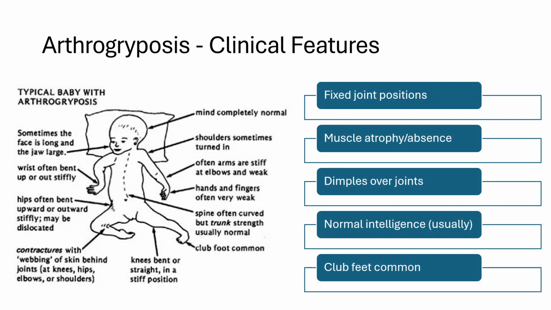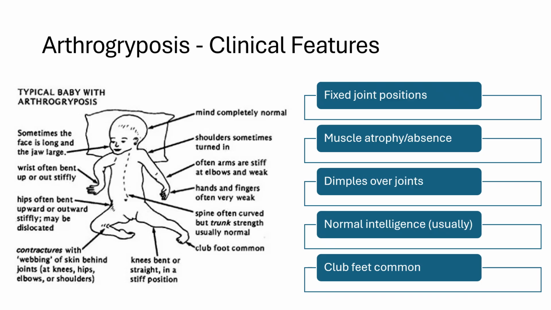Understanding the clinical features of arthrogryposis requires thinking about how the absence of normal fetal movement affects every aspect of limb development. Let me walk you through how each feature develops and why it creates the characteristic appearance you'll observe.